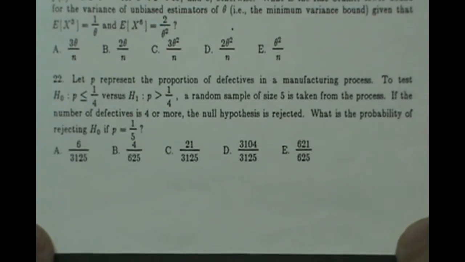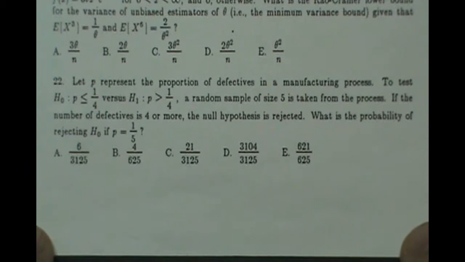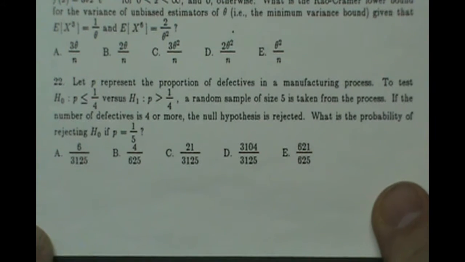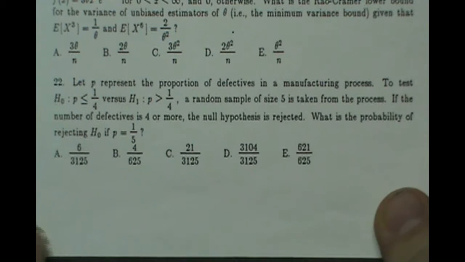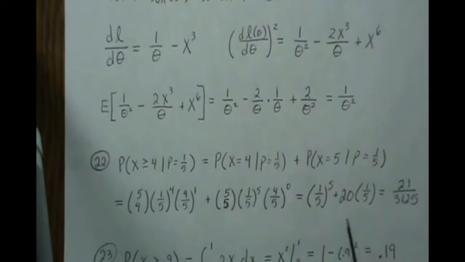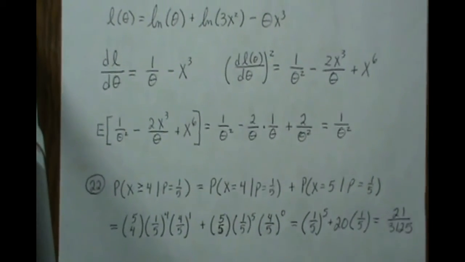Number 22. Let P represent the proportion of defectives in a manufacturing process. To test the null that P is less than or equal to 1/4 versus the alternative that P is greater than 1/4, a random sample of size 5 is taken from the process. If the number of defectives is 4 or more, the null hypothesis is rejected. What is the probability of rejecting the null when P is equal to 1/5? Now, number 22.